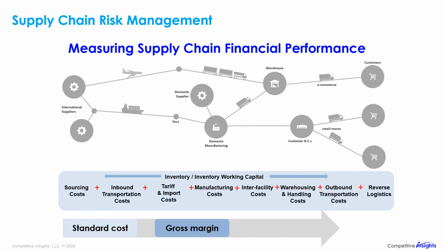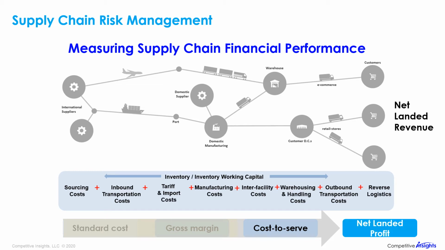So having all of those costs gives you an accurate and specific cost to serve for every SKU sold to every customer. If you do the same thing on the revenue side, looking at the net revenue that you are generating from that sale, you come up with the net landed profit associated with every product being sold to every customer. And that information is really important as you're trying to differentiate strategies associated with supply chain risk management.